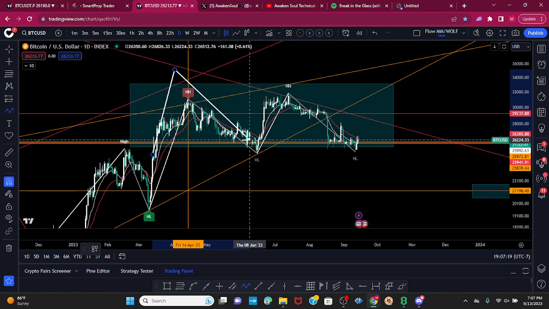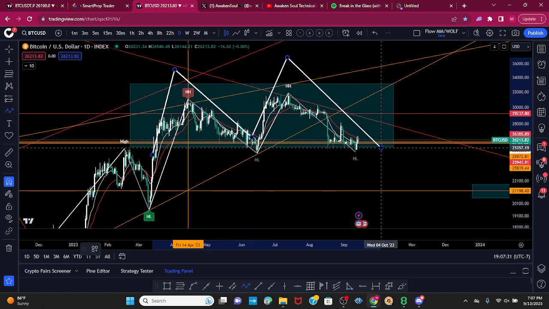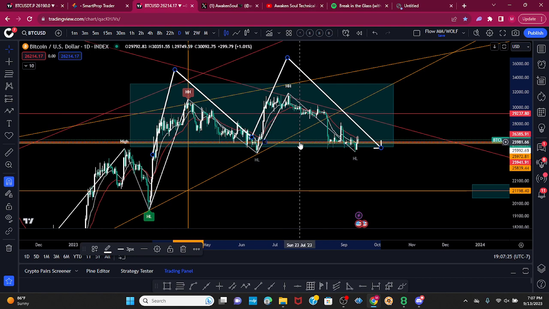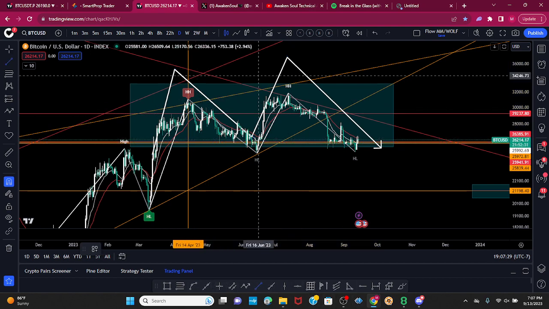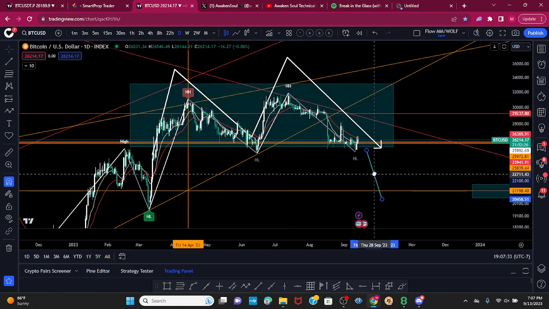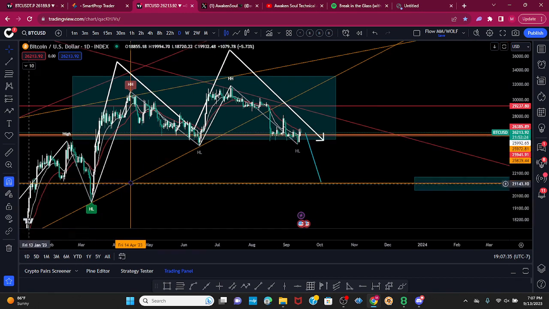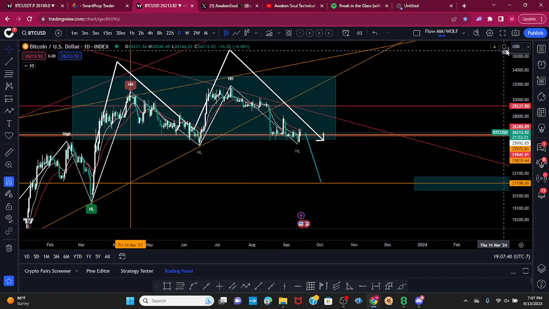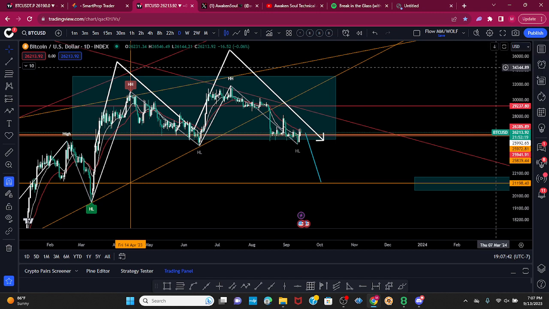M for Maria, right? So major neckline. If this neckline was to break, we're coming down, and we could definitely get a measured move from this point. And look at that, it would be confluence to my weekly target. So that's beautiful.